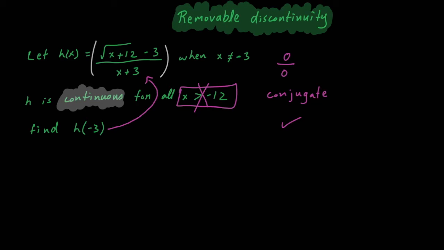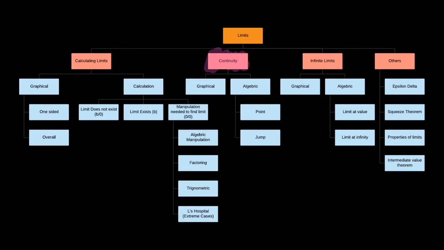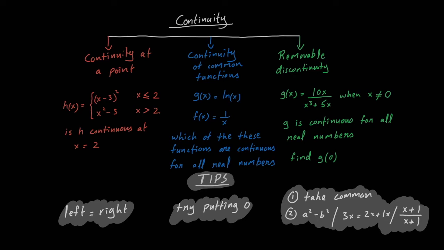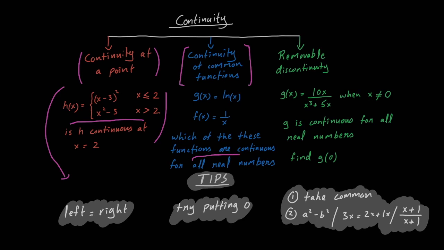Let's summarize what we have learned up till now in continuity. So we have covered the entire continuity. First, we went over the graphical part and then the algebraic part. And the algebraic part in detail, we saw that there were three types of questions. Number one, continuity at a point, where we simply see left should be equal to right. We would have two equations, and this would be the format of the question. Number two, continuity of common functions. We saw which functions are continuous for all real numbers and which are not.